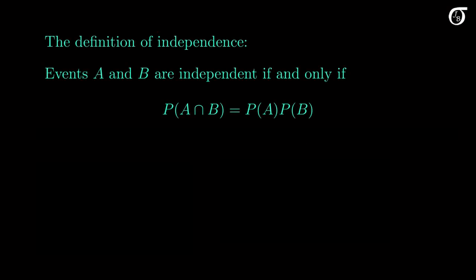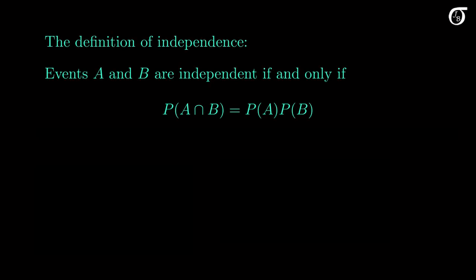Let's start with the formal definition of independence, and then try to fully understand the meaning. Events A and B are independent if and only if the probability of their intersection is equal to the product of their individual probabilities. Well, at face value, that's simple enough. We can use this identity to find the probability of the intersection from the individual probabilities if we happen to know that A and B are independent. We can also use this identity as a check for independence if we know the probability of the intersection and the individual probabilities.